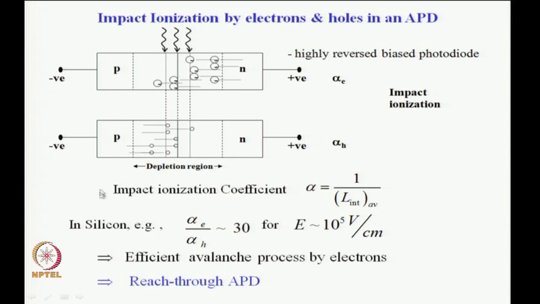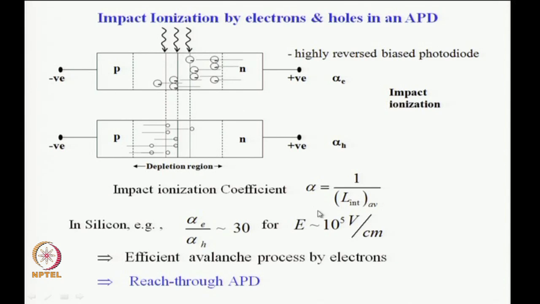We can see that there is a parameter called the impact ionization coefficient alpha, which is defined as 1 divided by L impact. L impact refers to the average distance travelled between two successive collisions. So, 1 by L impact is called the impact ionization coefficient. This is per unit length, and this depends on L.